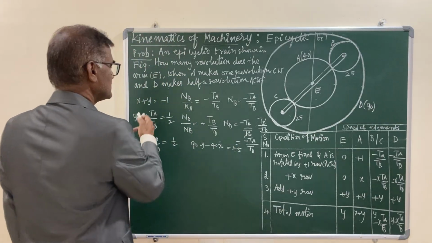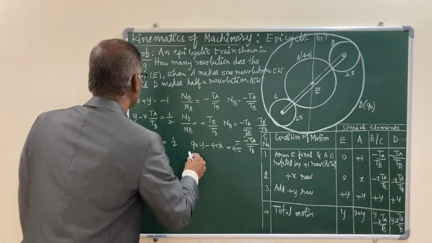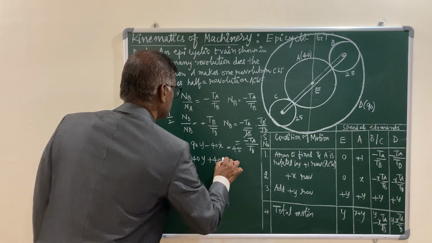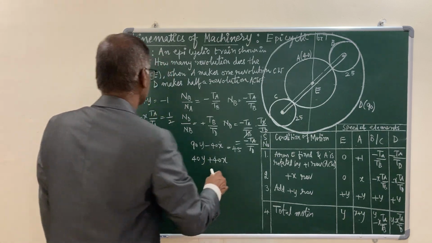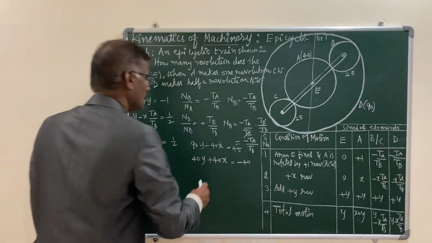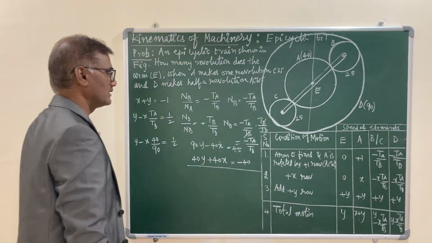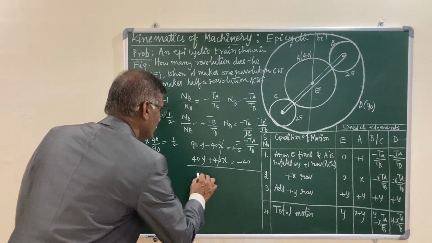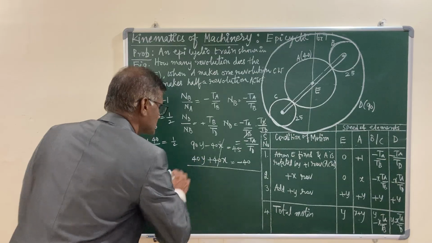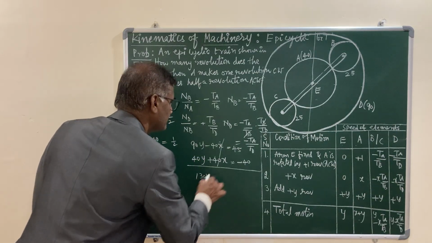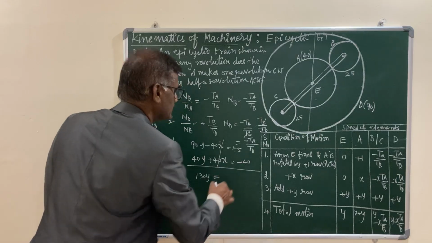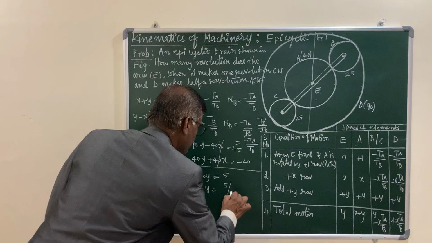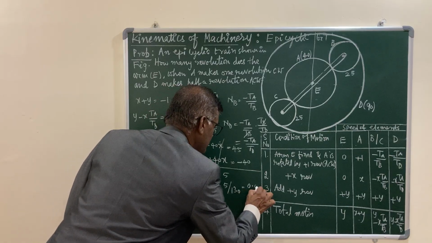Okay, and here this equation you just multiply with 40, you have 40y plus 40x is equal to minus 40. Add these two and calculate the value of x and y. So add this, now the y value becomes 90 plus 40 is 130, 130y is equal to 5, and y is equal to 5 by 130, and this value is 0.04 you are going to get.